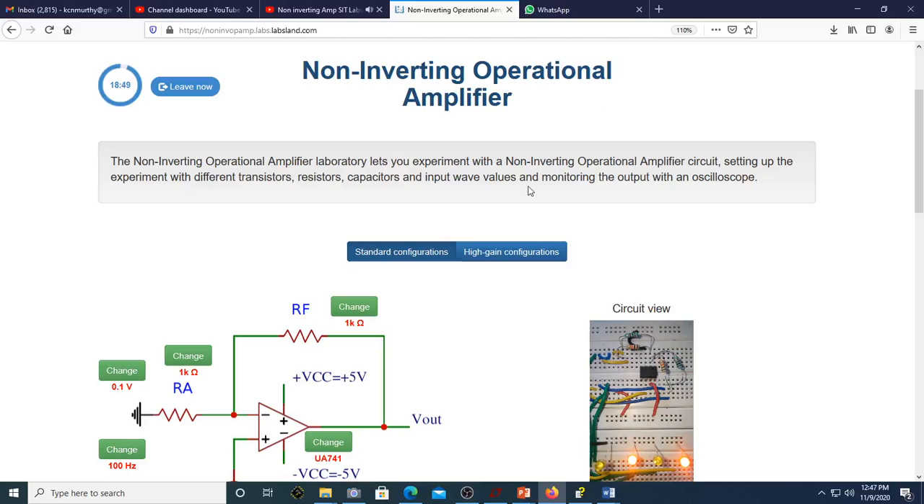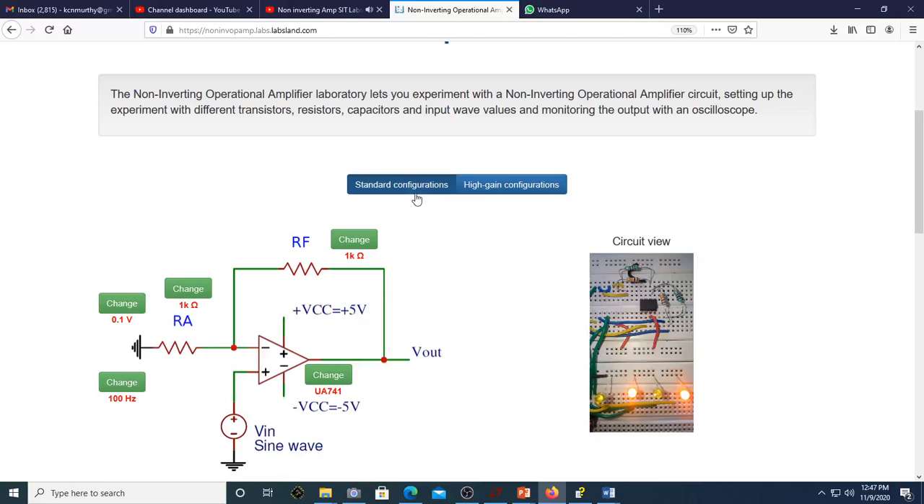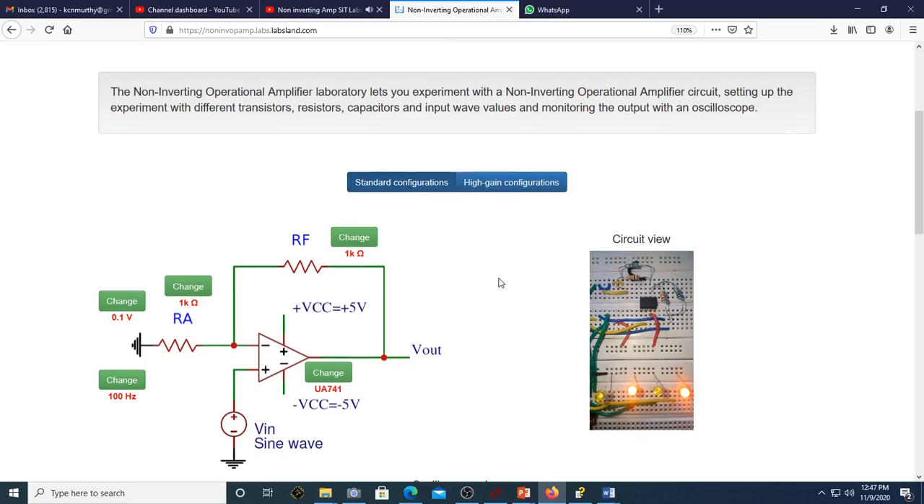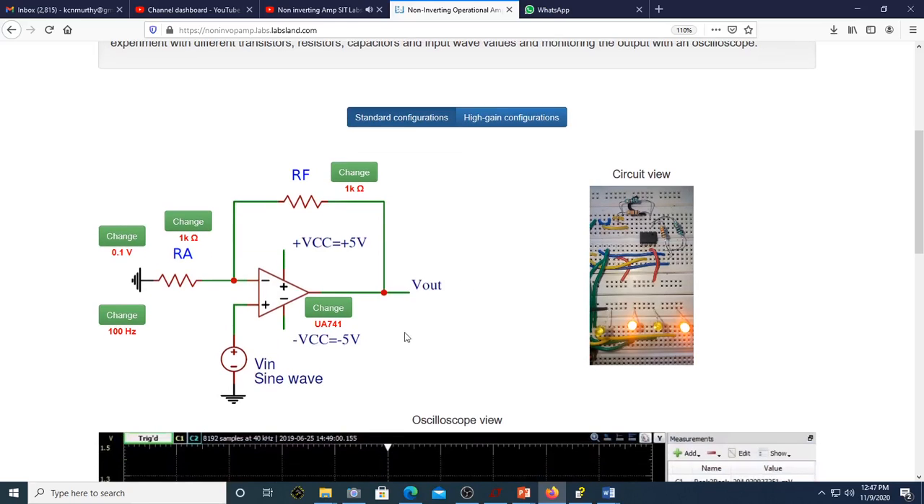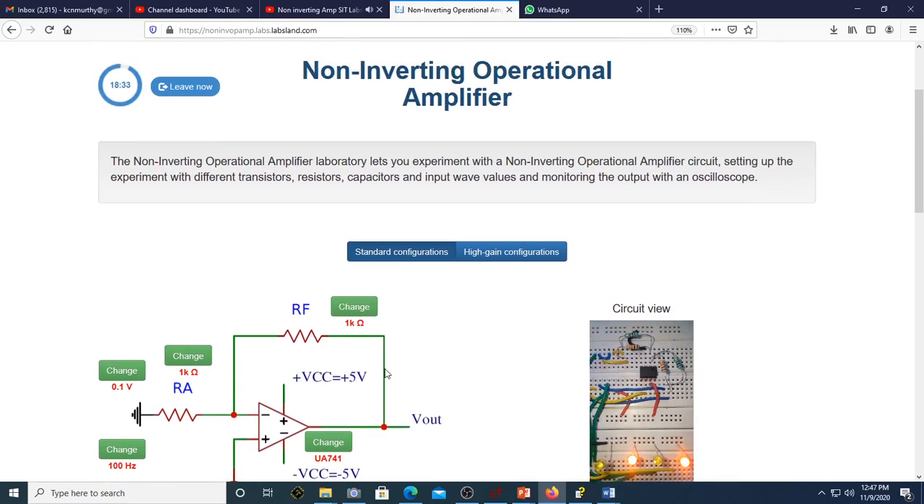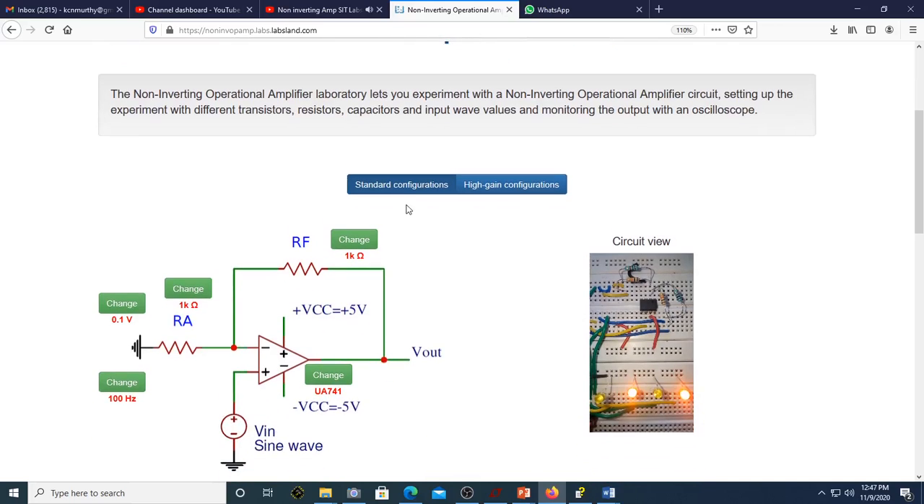amplifier. It has two different configurations, standard configuration and high gain configuration. This laboratory in total has 216 different non-inverting operational amplifier combinations. The standard configuration is used to observe the relatively low and medium voltage gain of the amplifier.